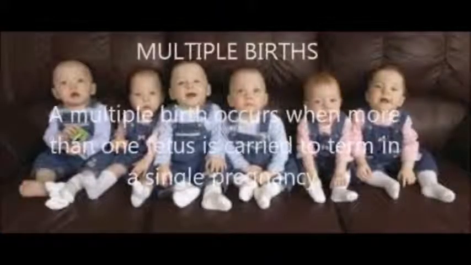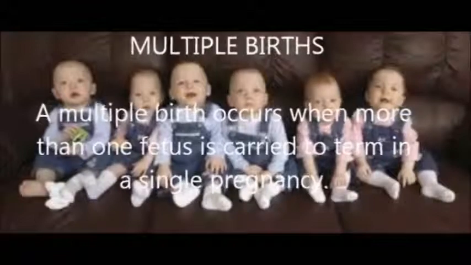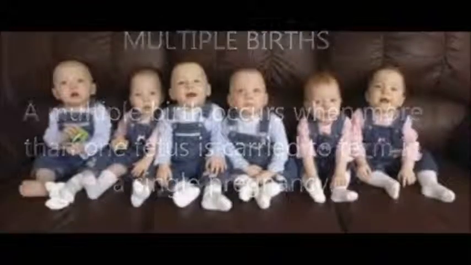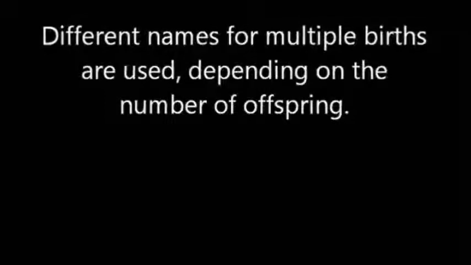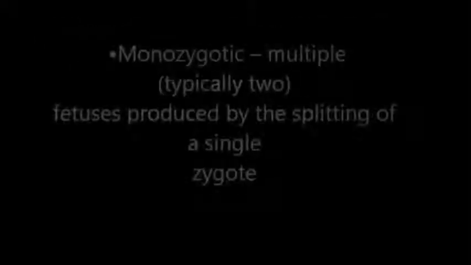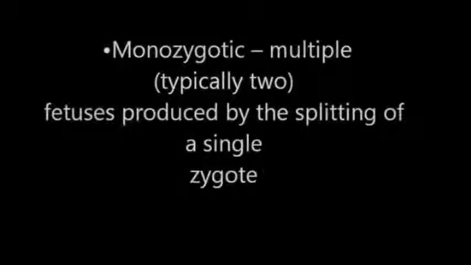Multiple birth. A multiple birth occurs when more than one fetus is carried to term in a single pregnancy. Different names for multiple births are used depending on the number of offspring. Common multiples are 2 and 3, known as twins and triplets. Multiple birth siblings are either monozygotic or polyzygotic.